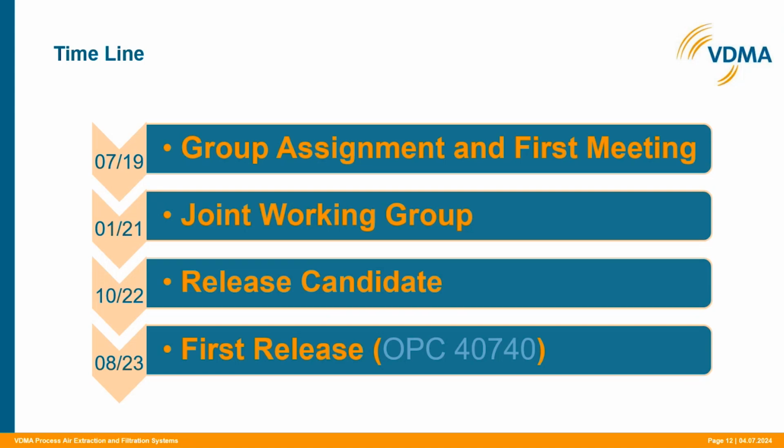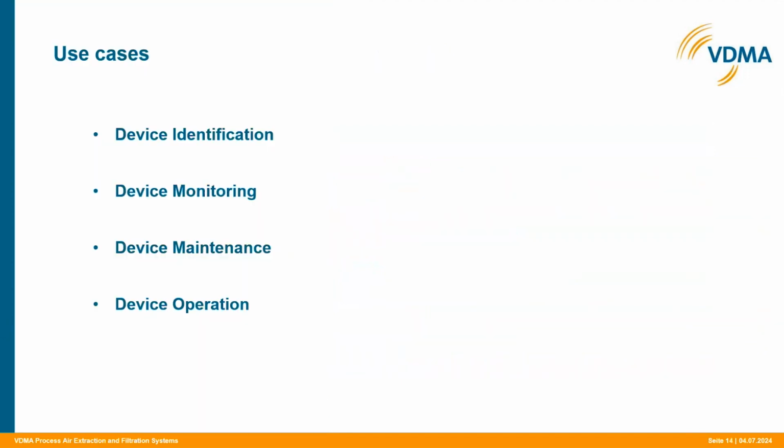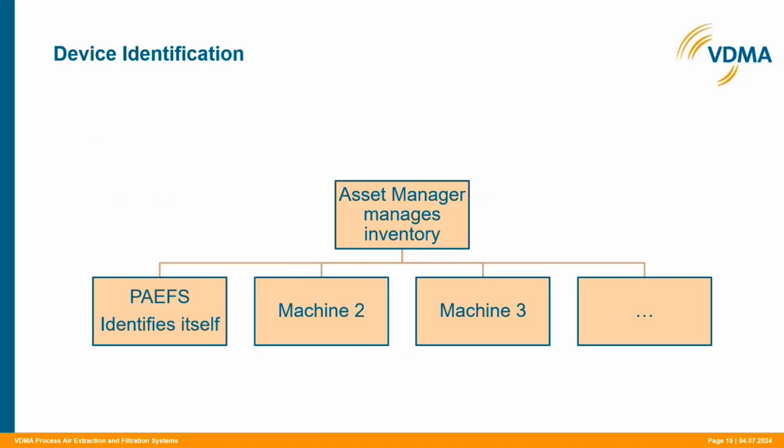In the beginning, we had a lot of meetings in Frankfurt, for example, where we met in person, and afterwards we shifted to online meetings, like I think the majority of other groups did. So now let's take a look at the use cases of our companion spec. The use cases are device identification, monitoring, maintenance, and operation. Those are very generic use cases, and I'll show you what we mean by this.